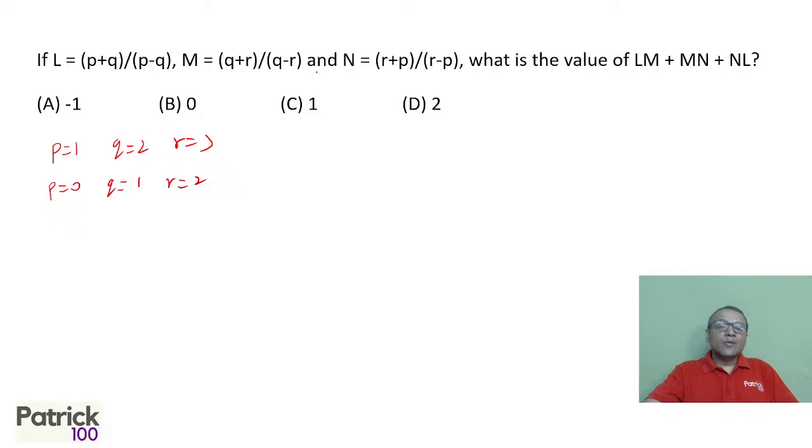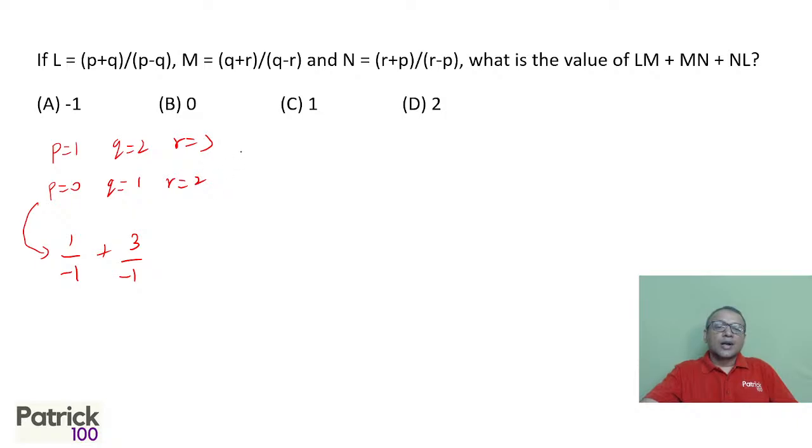Why can't I put the same values? Because then the denominator becomes 0: P minus Q becomes 0, Q minus R becomes 0, R minus P becomes 0. I can't put that. So I can put either of these. I think the second one could be easier, let's try it out. P 0, Q 1, R 2. If I put that, what do you get? First one, 0 plus 1 upon 0 minus 1 will be 1 upon minus 1, minus 1 basically. Q plus R, 3 upon Q minus R, minus 1.